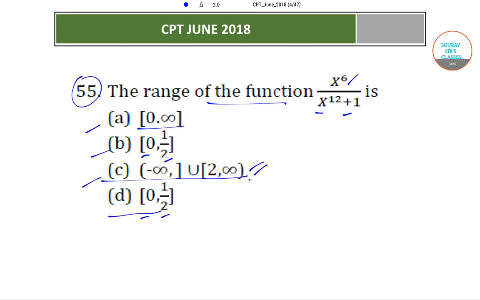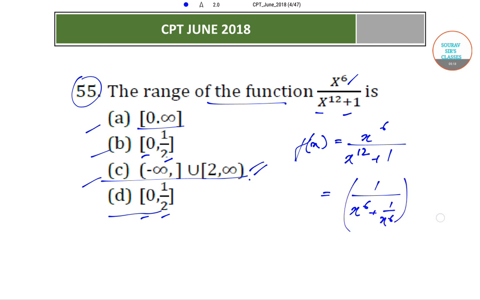So now we have been given that the function f of x is equal to x to the power 6 upon x to the power 12 plus 1. So what we'll try to do over here is that we'll divide both the numerator and the denominator by x to the power 6. So we'll finally land with 1 upon x to the power 6 plus 1 by x to the power 6. So this will be the final structure.